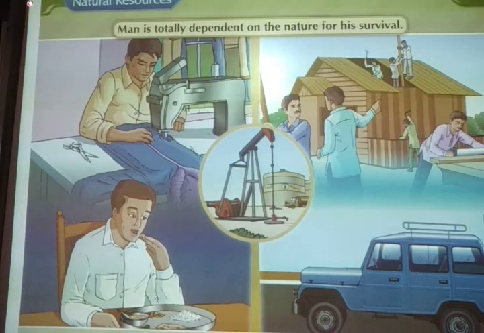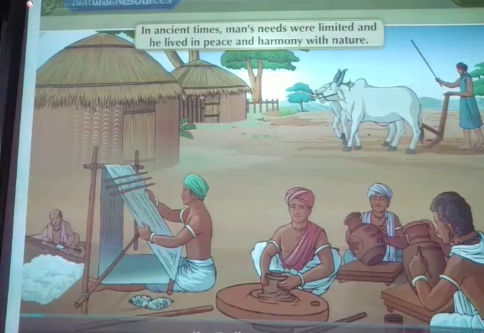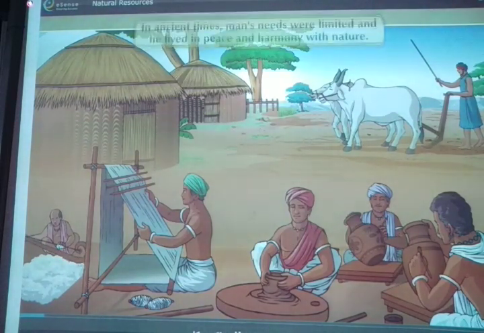Man is totally dependent on nature for his survival. All his material needs of food, clothing, housing, vehicles, fuels, etc. are obtained from nature. In ancient times, man's needs were limited, and so he lived in peace and harmony with nature.